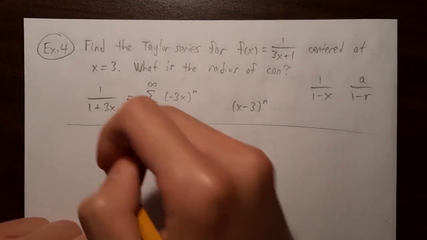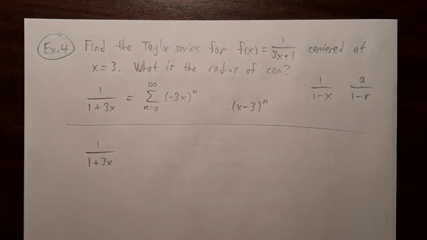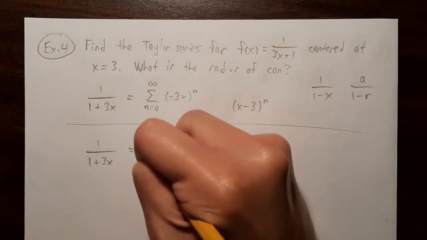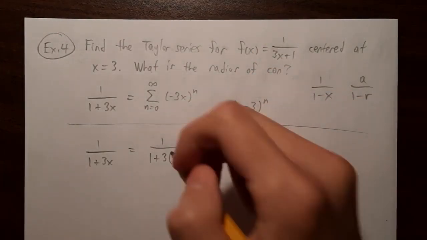So here's my idea. We're starting with 1 over 1 plus 3x. And my idea is I don't like the fact that that's just an x by itself. I want it to be an x minus 3. So let me just, by magic, make it appear. I'm just going to plug in x minus 3 in for x.